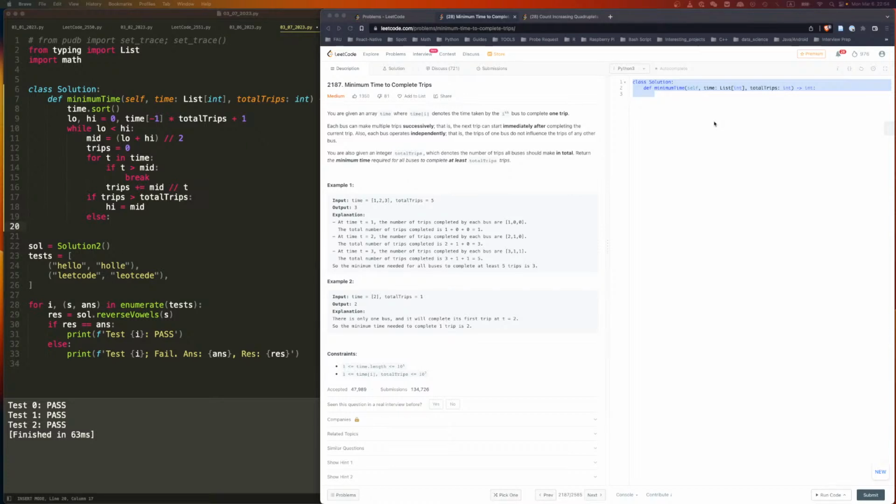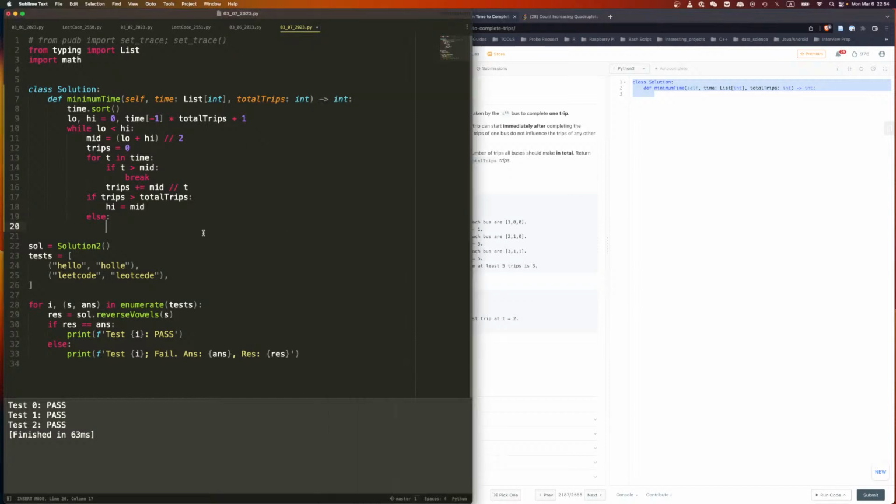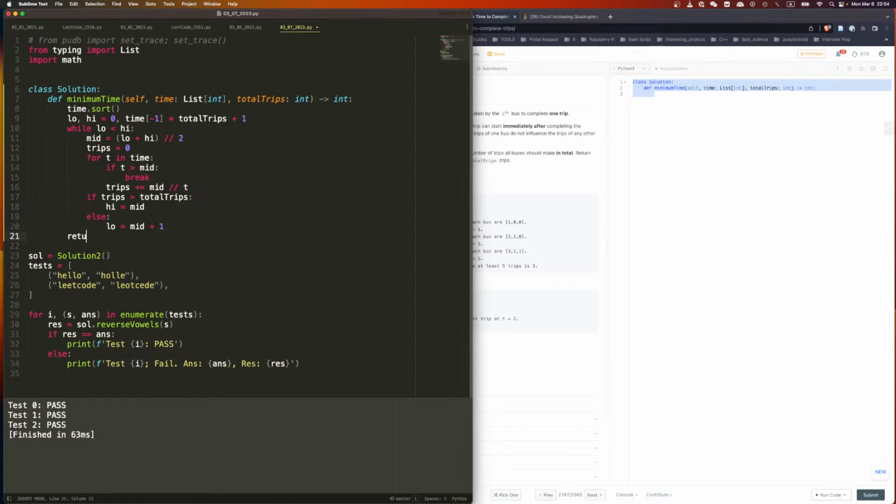So if the number of trips is too much, we need to bring it down. If the trips is larger or equal to the total trips, then we shall bring it down. If the trips number is smaller than total trips, then we need to bring it up. Yeah, if the trips number is smaller, then we say low equals mid plus 1. And we can return, what do we return?